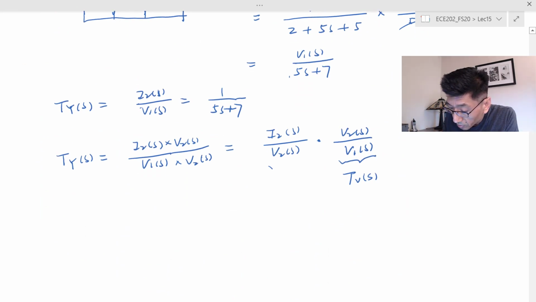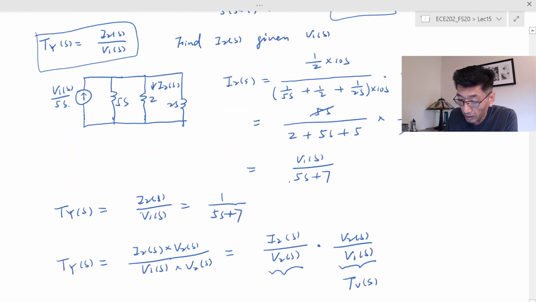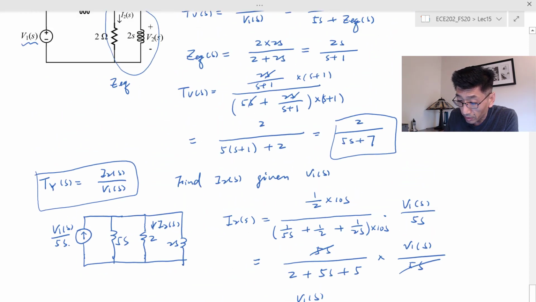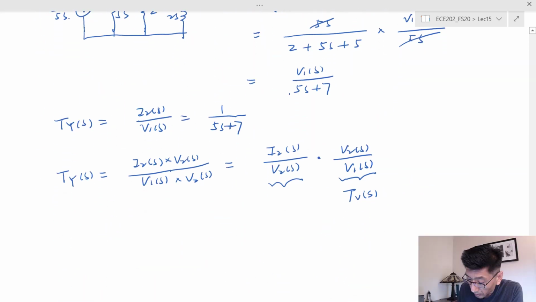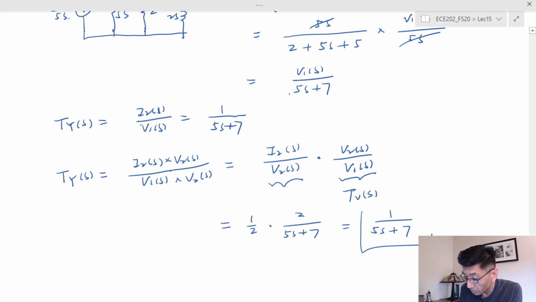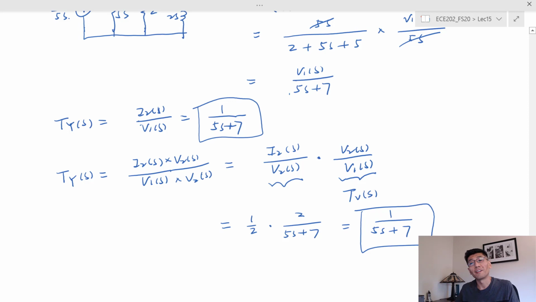And this I sub 2 over V sub 2, this is just the admittance of this element, right? The element here is the 2 ohm resistance. The admittance is just 1 over 2. So in this case, I get fairly quickly 1 over 2 times 2 over 5s plus 7. So I get 1 over 5s plus 7. So I also get the same result, right? And so this is a little quicker, but you are taking the risk of carrying over the errors from the previous one.